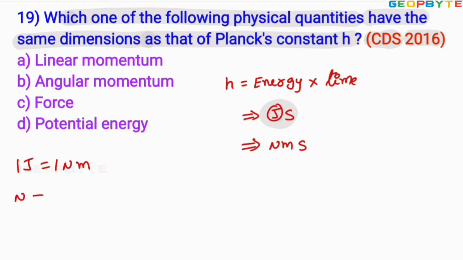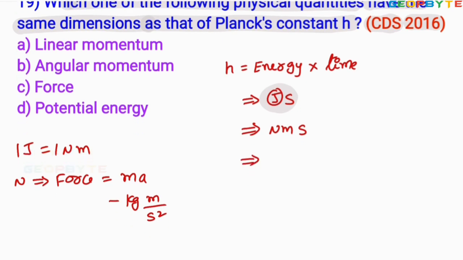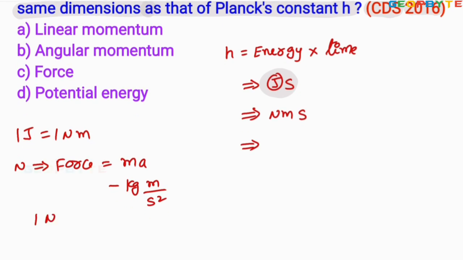Newton is the unit of force. Force equals mass times acceleration. Mass is in kg, acceleration is in meter per second square. So 1 Newton is ideally equal to 1 kg meter per second square. It means kg meter per second square is the family group of Newton.